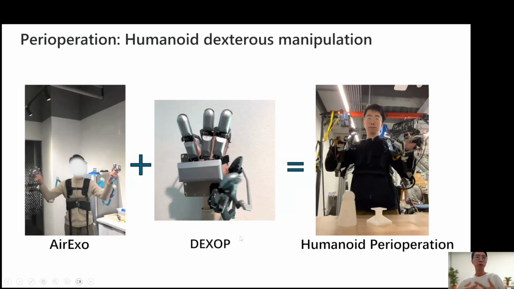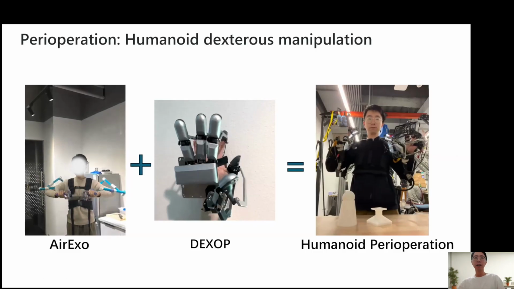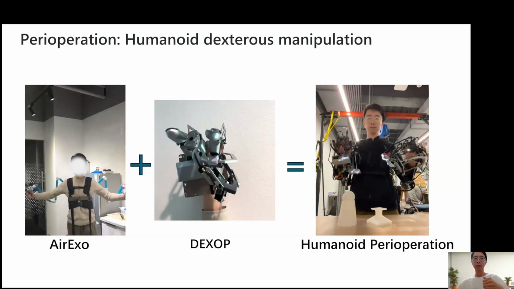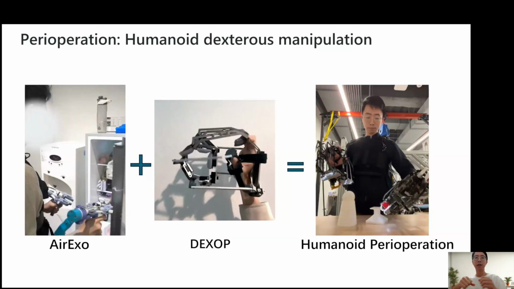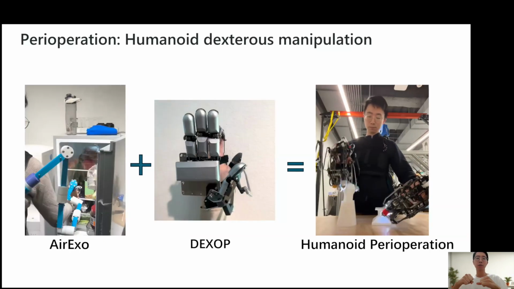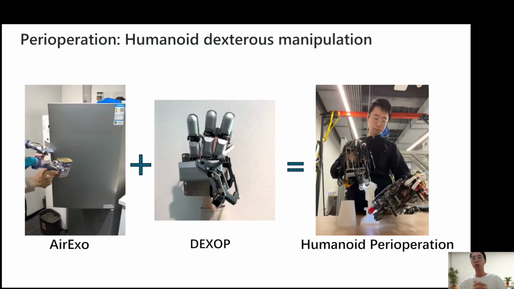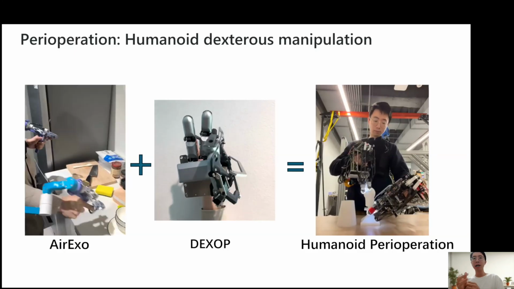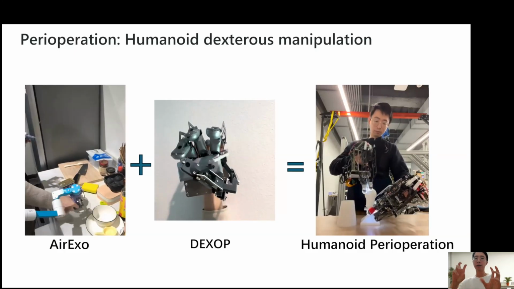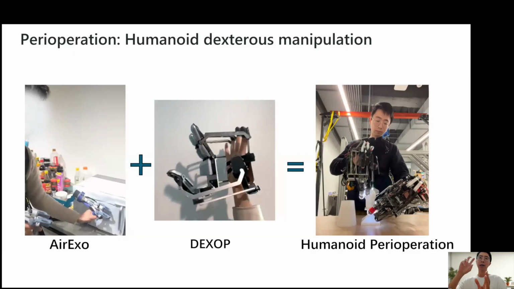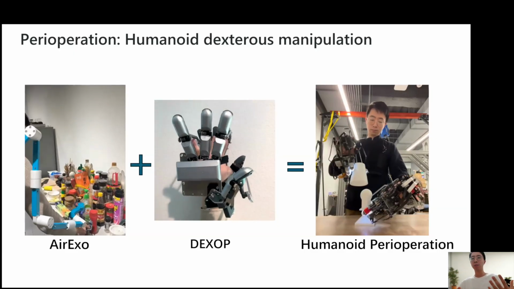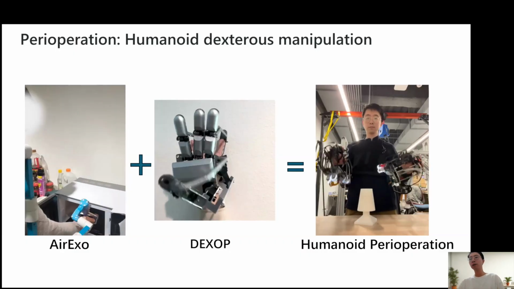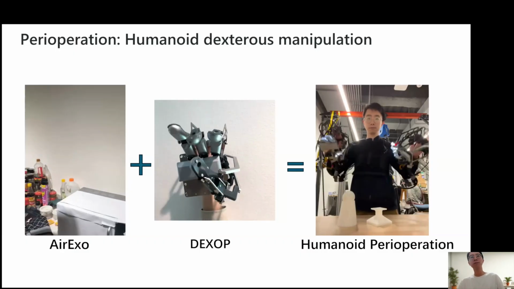Okay, so as a recap of my talk, today we introduced the arm exoskeleton and how we can adapt the visual data from this kind of arm exoskeleton to a humanoid robot. And then we introduced Dexop, which is a new way that we can collect dexterous hand manipulation data. And eventually we can combine all these components and build a humanoid peri-operation device.